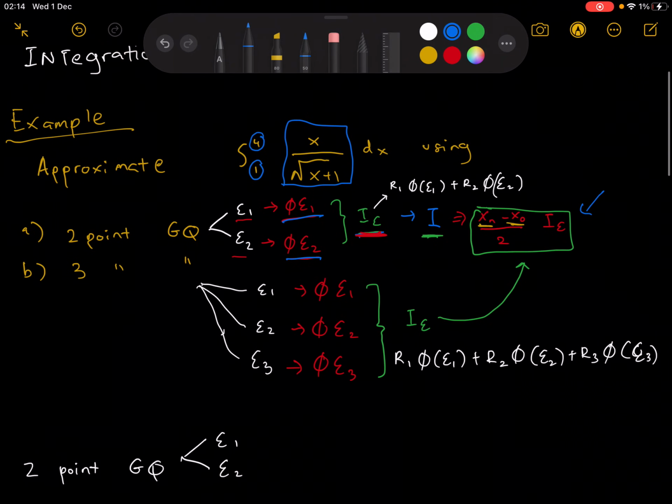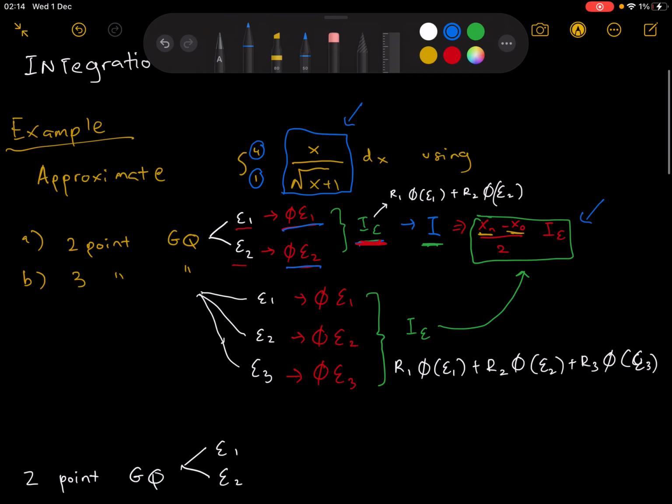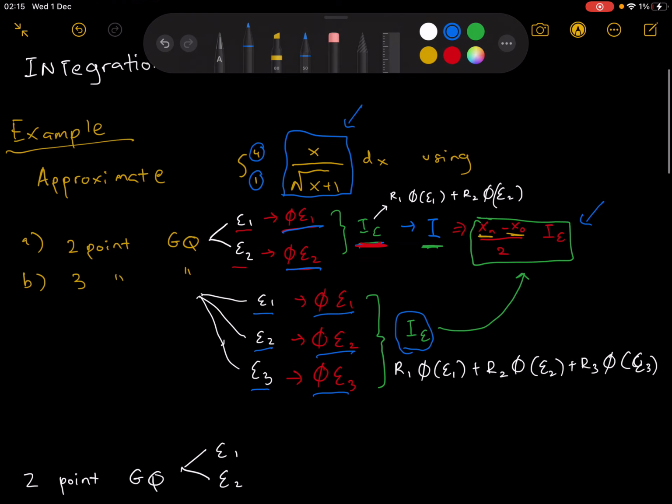So again, I want you to do by yourself, solve this using 3 point. As I mentioned, 3 point will start with zeta 1, zeta 2 and zeta 3. Next, we need to determine phi zeta 1, phi zeta 2 and phi zeta 3. Then from here we can get the I zeta, and from the I zeta we can find the integration by using this equation. So that's all from me.